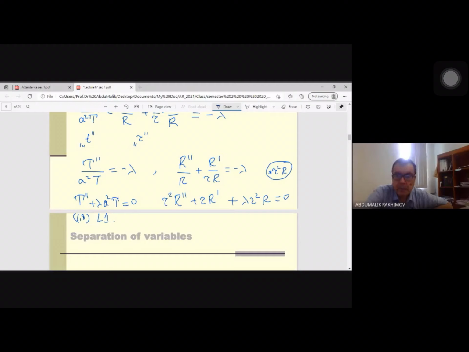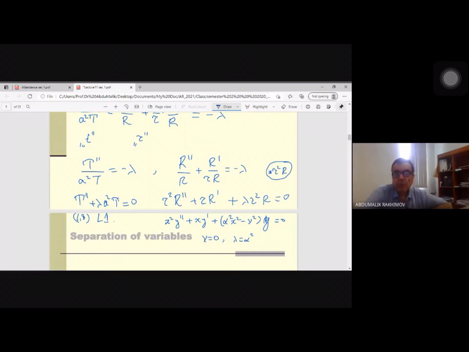So this is the Bessel equation. Let me remind you of the Bessel equation. It was like this: x squared y double prime plus xy prime plus (alpha squared x squared minus nu squared) y is equal to 0. This is the Bessel equation, right? So if we compare, we see that nu in our equation is 0, and lambda is alpha squared.